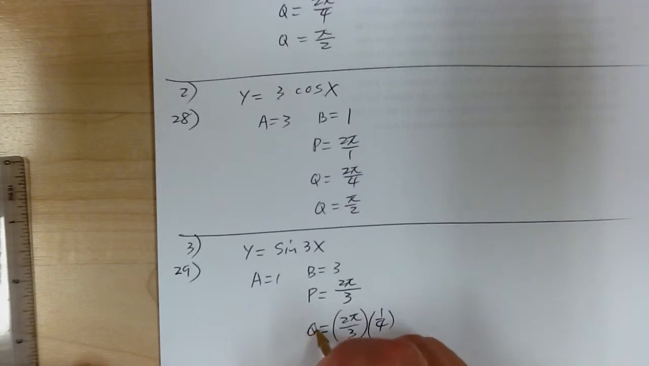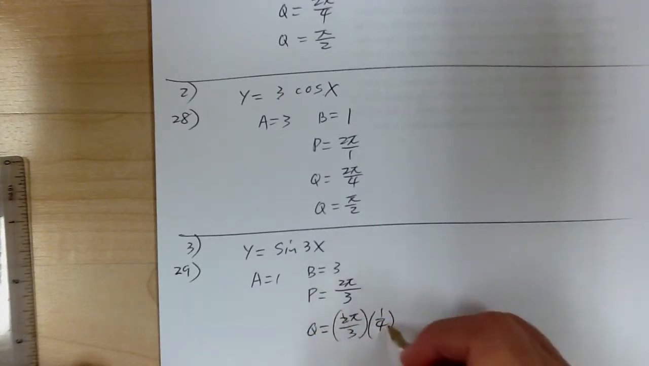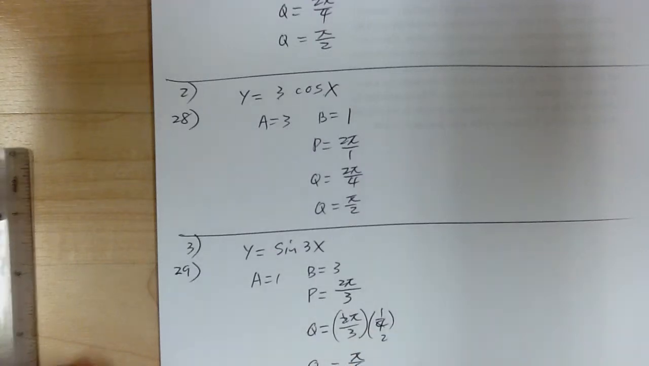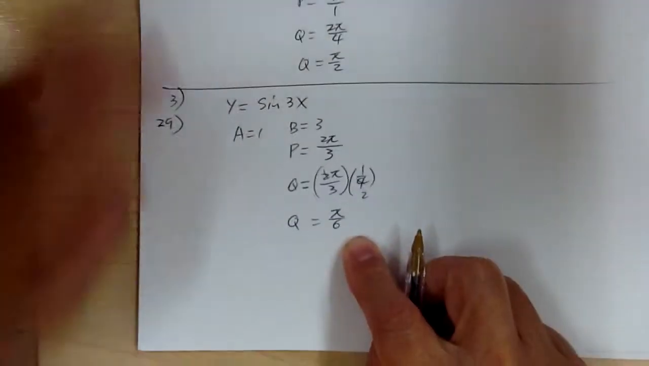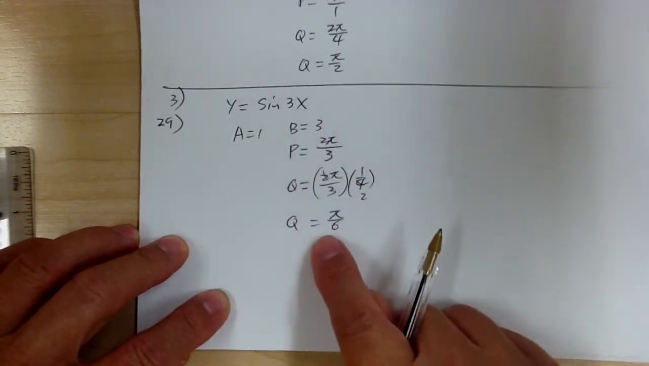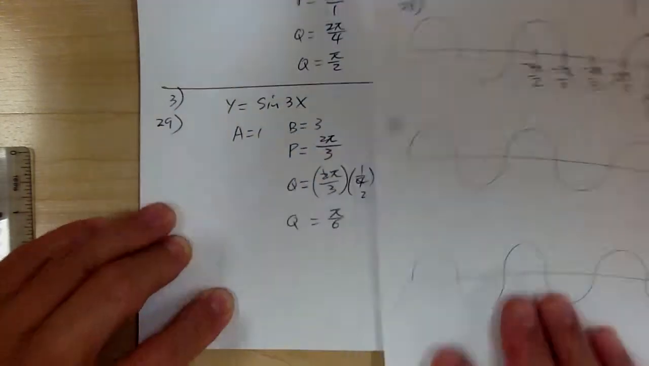again, q means quarter, right? Quarter means 1/4. So you simplify. So q equal to pi over 6. So a equal to 1, b equal to 3, q equal to pi over 6. So that's what we're going to graph.